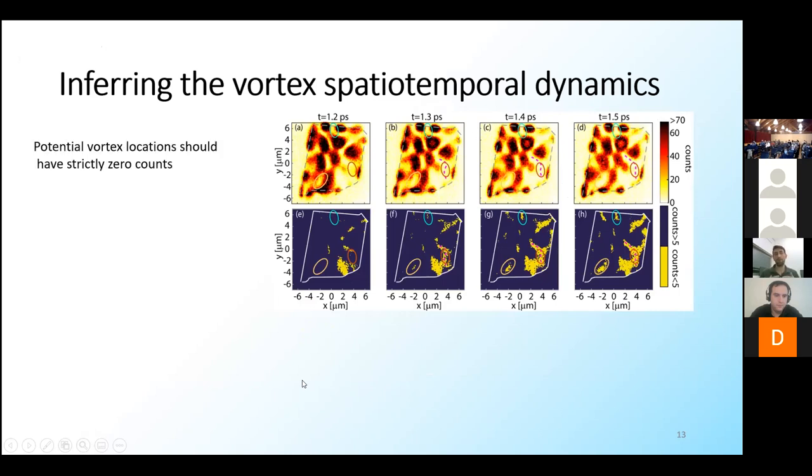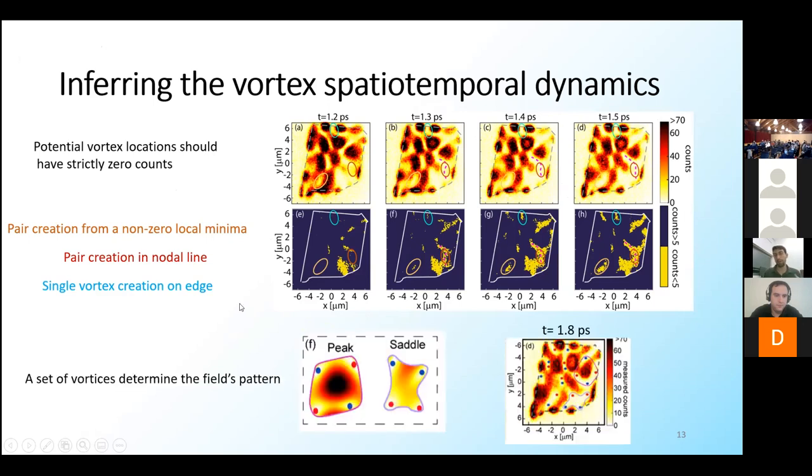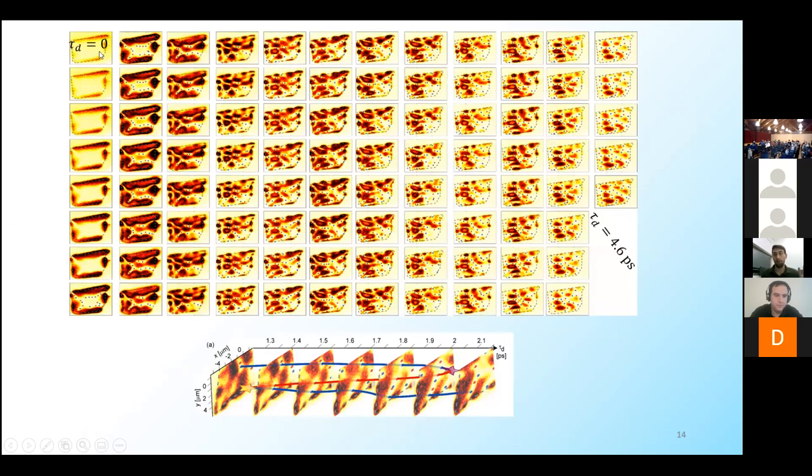So we have a whole automation of how we convert areas with very low counts into optical vortices. And we see here these processes of pair creation and annihilation due to the exact mechanisms that we found before. And also we can determine what exactly is the sign of each one of the vortices according to the field that they surround. So we have peaks and saddles, and we can really reconstruct the vortices in each point in time. And we did the same reconstruction for all our 93 frames. And we actually found the exact same behavior as we have in the simulations, where we saw this movement of the optical vortices and events of creation and annihilation in time.